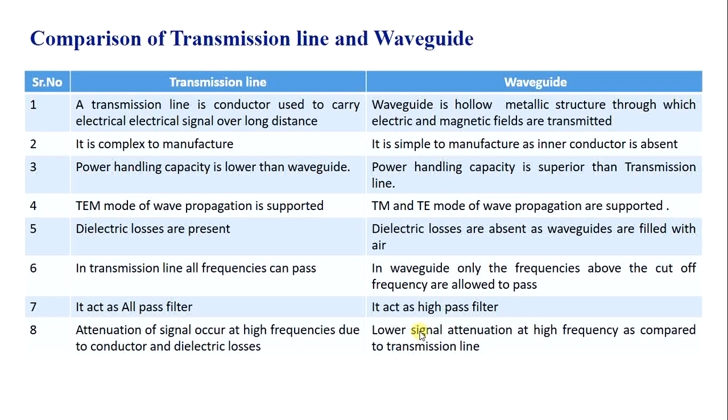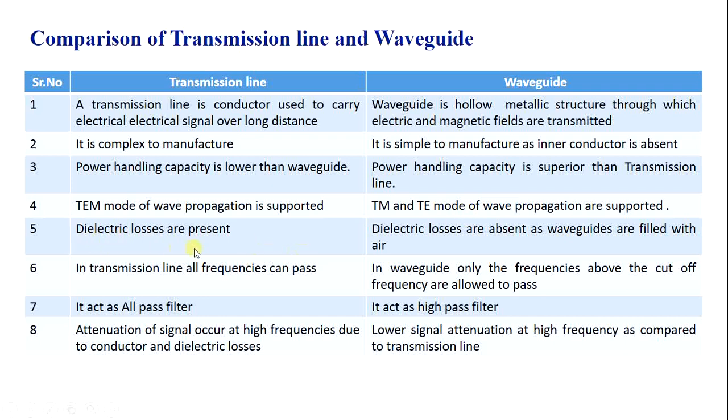The power handling capacity of a transmission line is lower than that of a waveguide, while the power handling capacity of a waveguide is superior. And in a transmission line, the transverse electromagnetic mode of wave propagation is supported, while in waveguides only the TE and TM modes of wave propagation are supported.